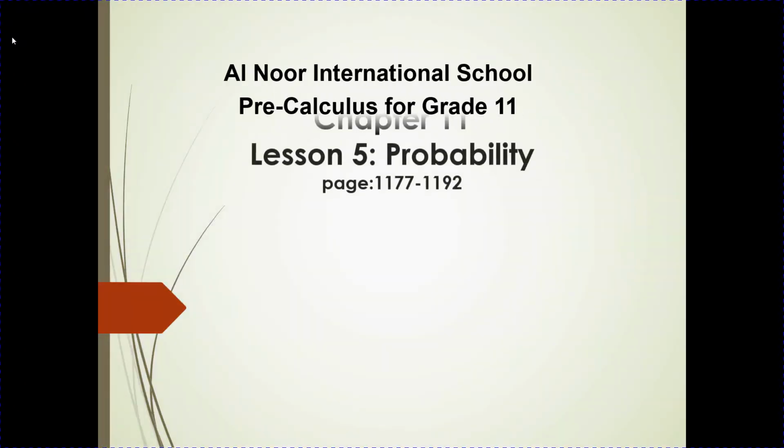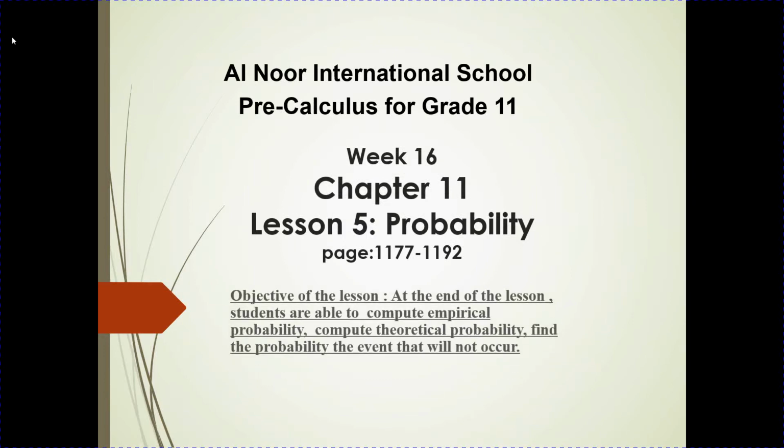Hello, welcome to week 16, chapter 11, lesson 5. It is about probability. At the end of this lesson, you should be able to compute empirical probability, theoretical probability, and also you should be able to find the probability of an event that will not occur. Now let's see the lesson content.